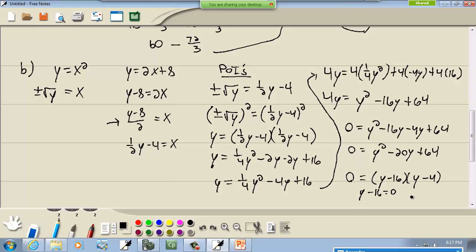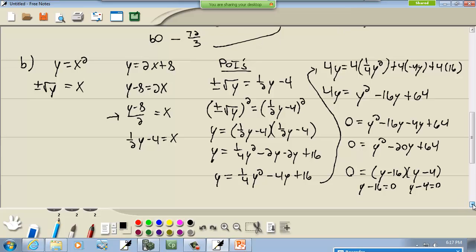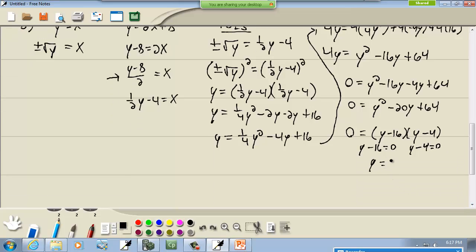Set each one of those equal to 0. Y minus 16 is equal to 0. Y minus 4 is equal to 0. And we get y is equal to 16 and y is equal to 4.